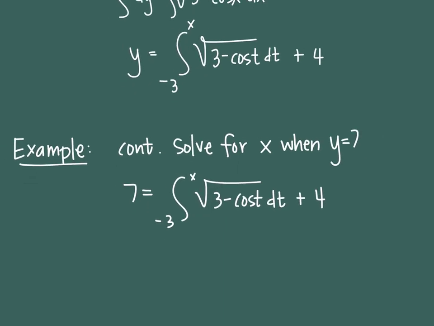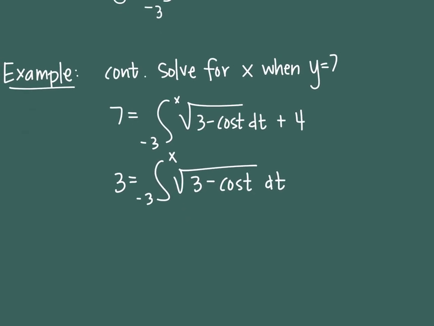And so you subtract 4 from both sides, so that'll give you 3 equals the integral from negative 3 to x of 3 minus cosine t dt. So I just subtracted 4 from both sides. And then you'll use your graphing calculator, and you'll set this up in y2, and all of this would be set up in y1 using a math 9. And then you look for the intersection of those two things, and that would give you the solution for x if you had the graphing calculator.